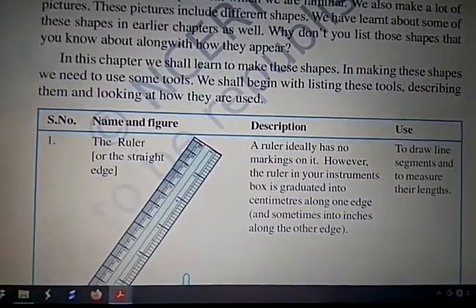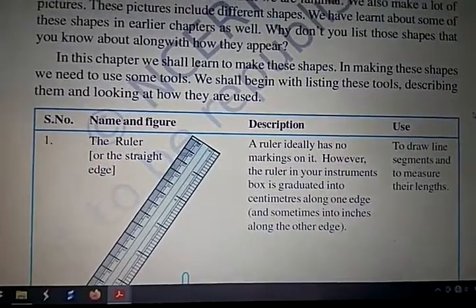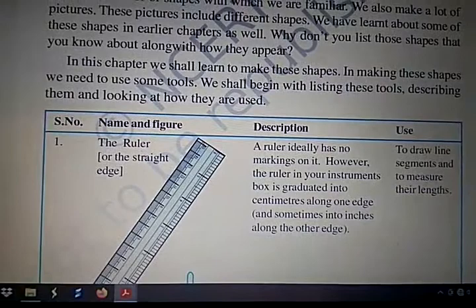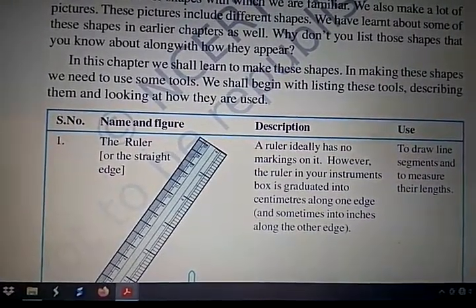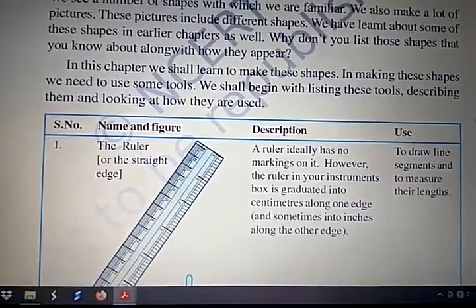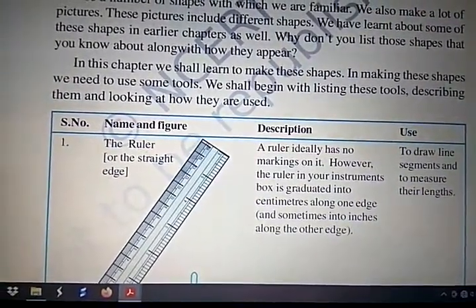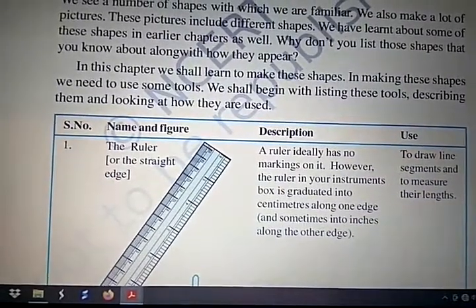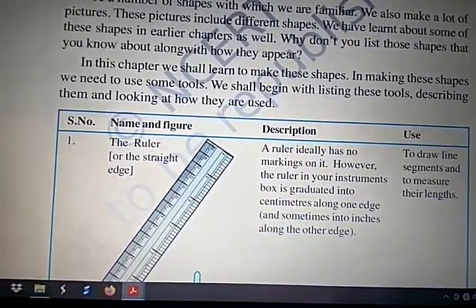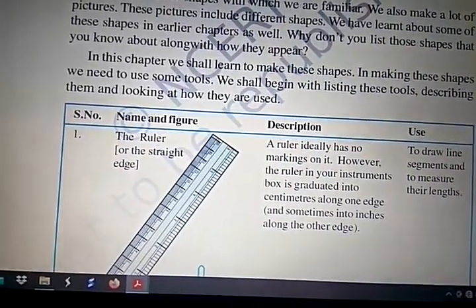The first equipment, or you can say tool, is the scale. In your geometrical compass box you have this scale. Now what is the use of this scale? It is used to draw a straight line, right? And whenever we want to take any radius of the circle, at that time we use this scale. And how to use the scale, that I will tell you.